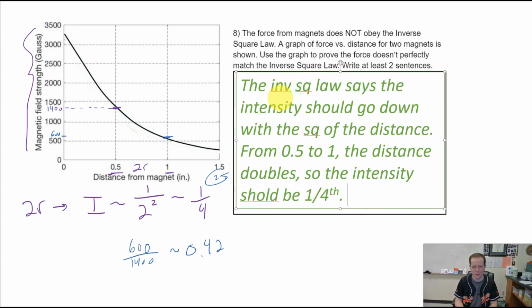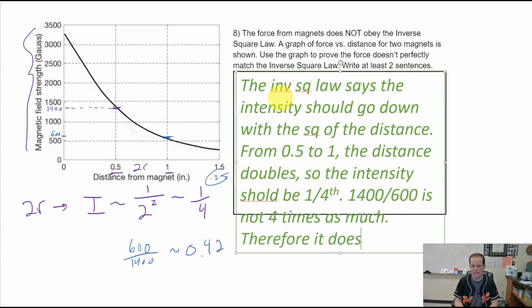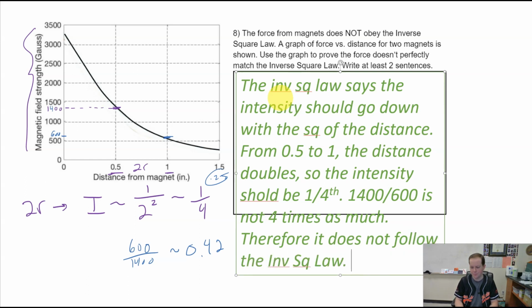Okay, I know I misspelled "should" over there. Looking at the math, okay, maybe 1400 divided by 600 is not 4 times as much. Or maybe you said 600 divided by 1400 isn't 1/4 as much. Therefore it does not follow the inverse square law. So why would this be a 4-level answer? I explained what the inverse square law says. I applied it, okay? You looked at doubling the distance, and then that led me to my answer.